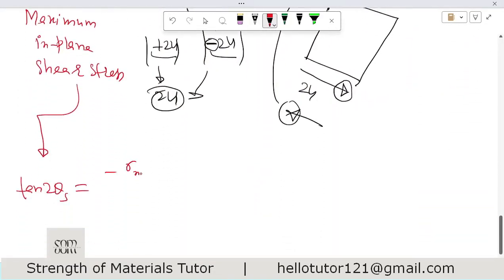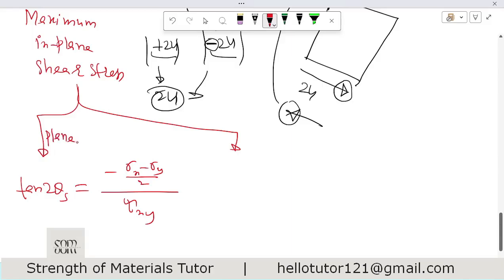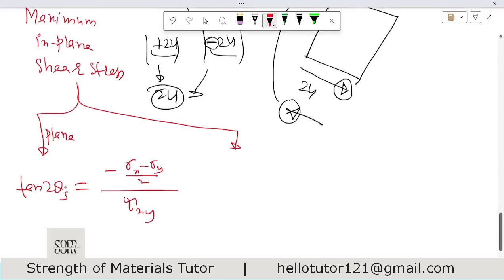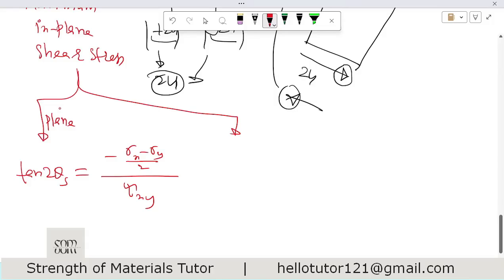Negative (sigma x minus sigma y) by 2, whole divided by tau xy, and it has a magnitude, right? So this tells us the plane where this maximum in-plane shear stress exists. Okay, so we have two planes, because this gives us two angles.